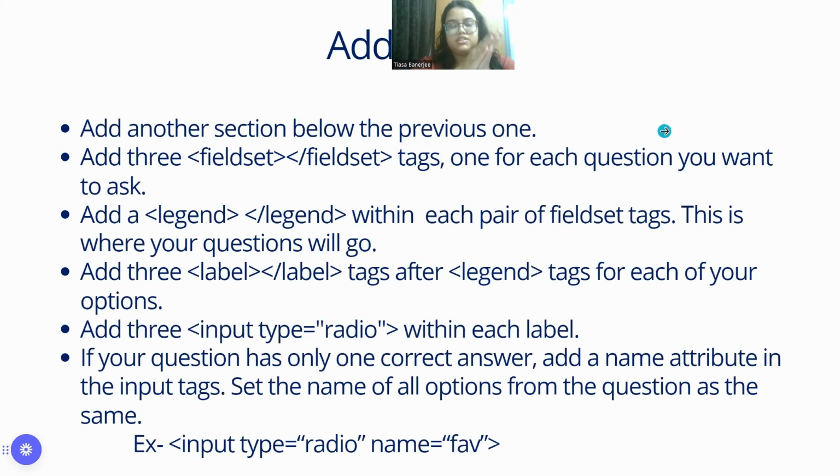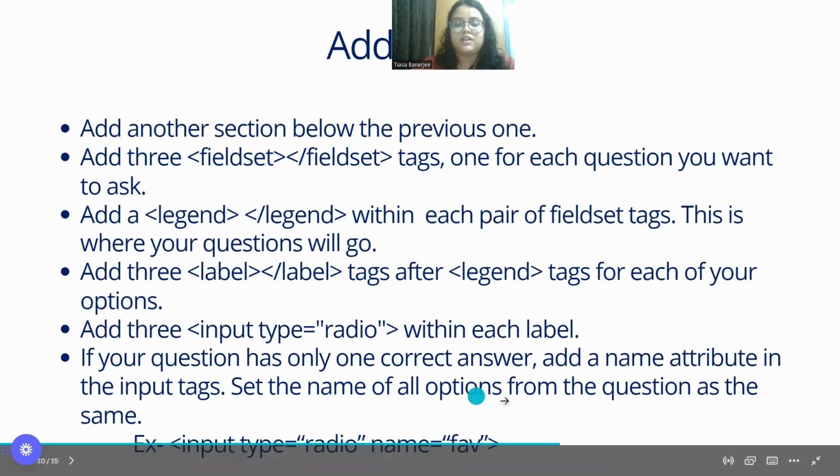Now you add a section below the previous one. You know how you added section and section tags. Then add 3 field set tags, one for each question you want to ask. Then add a legend within each pair of field set tags. This is where your questions will go. Then add 3 label tags after legend tags for each of your options. Add 3 input type is equal to radio within each label.